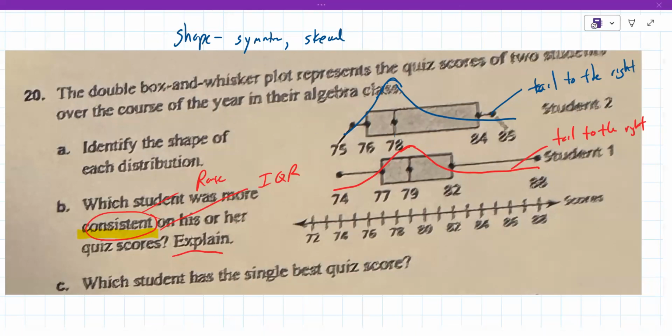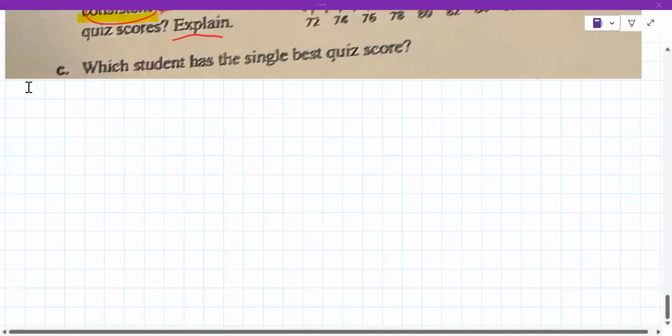All right, any questions on that? Nope. Okay, so to do number 21, we need a little bit of information from you.